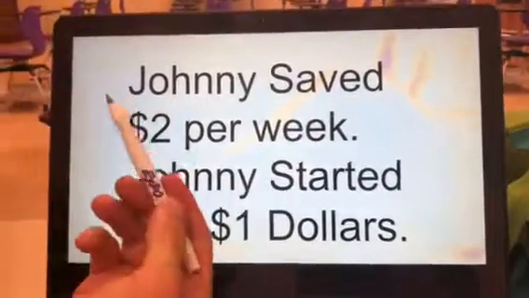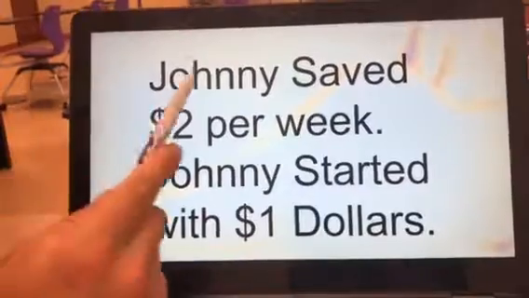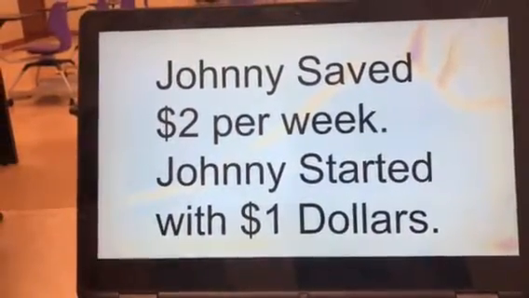Here's the situation we got. Johnny's saving money. Johnny wants to buy something. Johnny saved $2 per week, and Johnny started with $1.